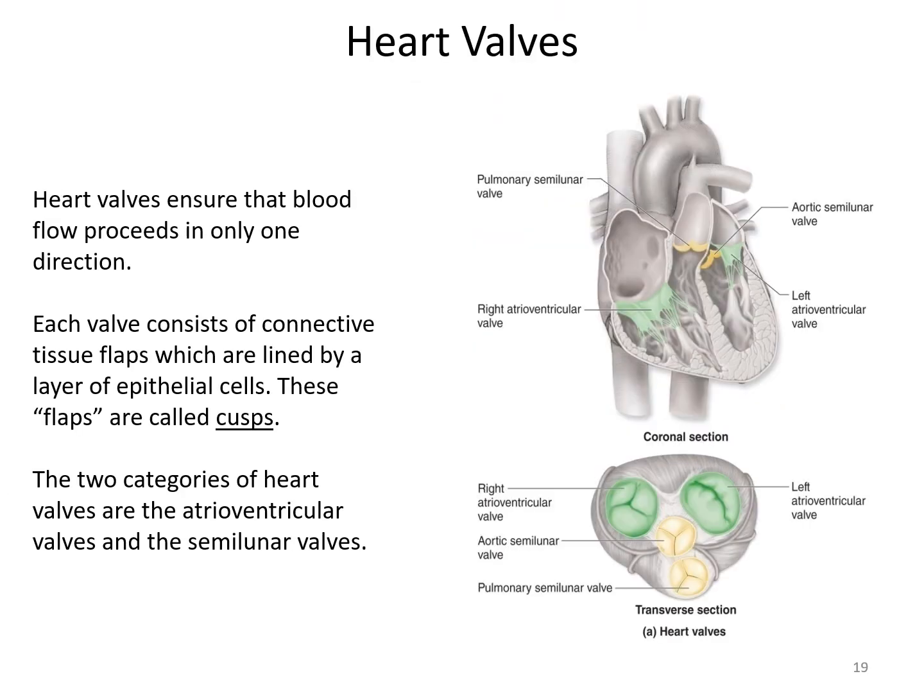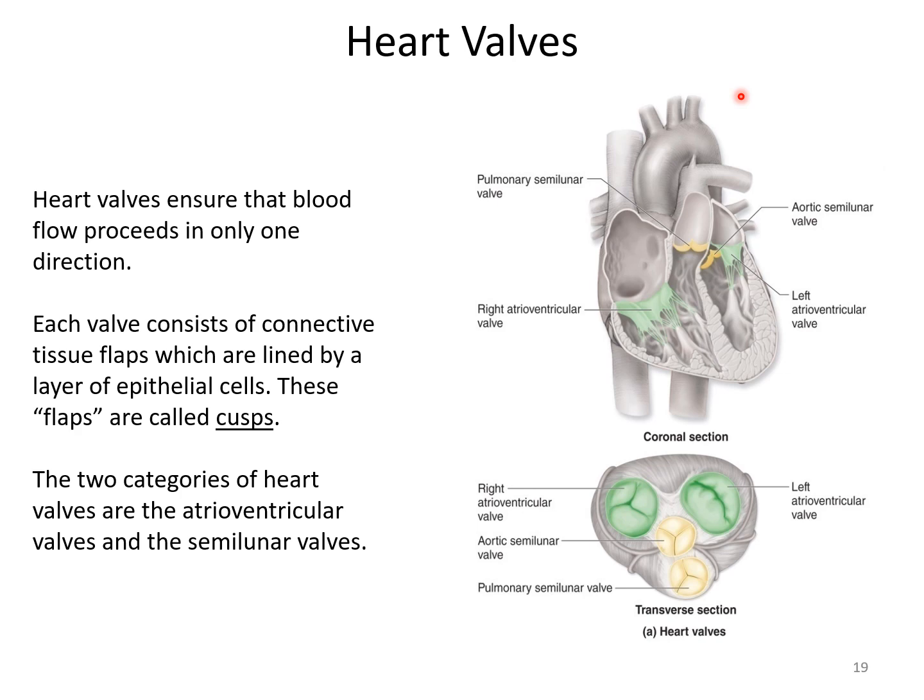So again, the heart valves ensure that the blood proceeds in only one direction, unidirectional blood flow. We need the blood to come in, go through the right atrium, right AV valve, right ventricle, pulmonary semilunar valve, pulmonary arteries, lungs, pulmonary veins, left atrium, left AV valve or mitral valve, left ventricle, aortic semilunar valve, and then through the aorta. And it needs to go in that direction.